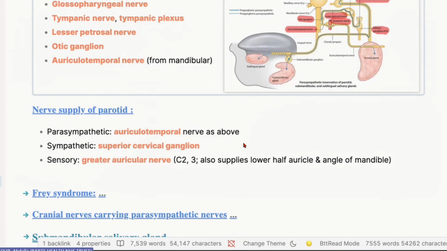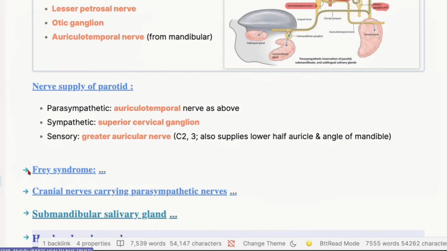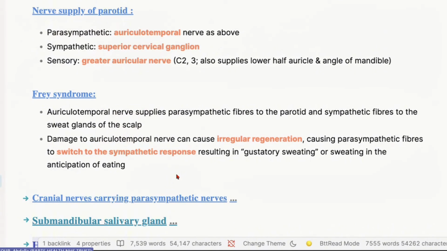Still do the pathogenesis as long as you explain the syndrome, right? So what's the syndrome? Basically, every time the patient smells nice food or gets some stimulus that will increase the salivation, they will have sweating over the gland as well. So this is the syndrome. It's when you get sweating over the gland during the stimulation of the auriculotemporal nerve.